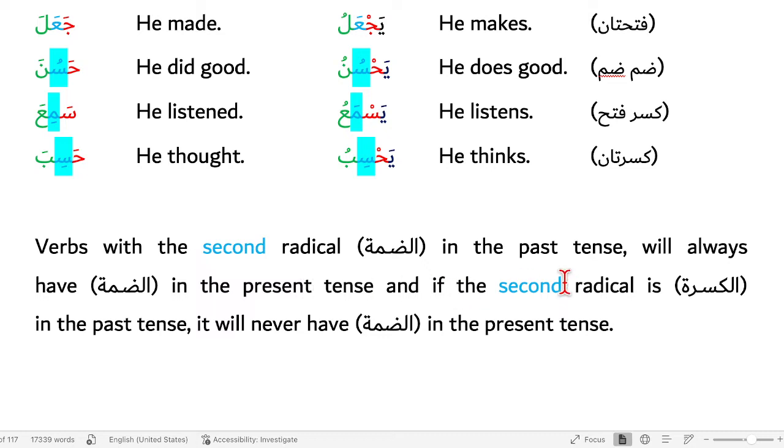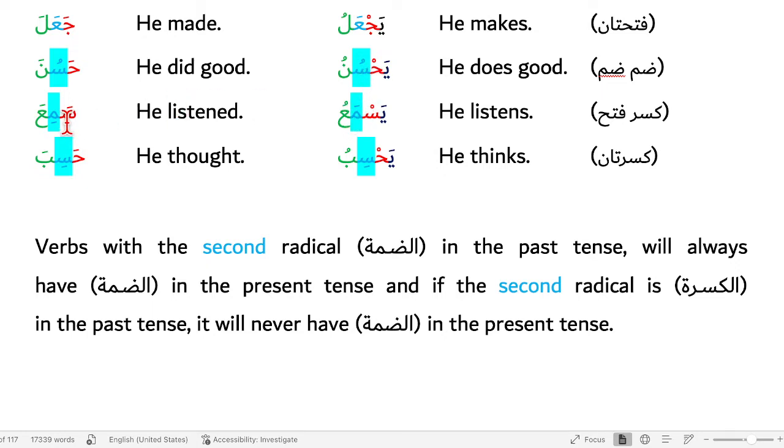And if the second radical is kasra, it will never have a dhamma. So if the second radical is kasra, it can have in the present tense kasra or fatha, but it will never have dhamma. Like samiya, it will never be yasmu'u. In this case it is having a fatha here. Still you won't know if some verb is getting a kasra or fatha, but it will never have a dhamma.